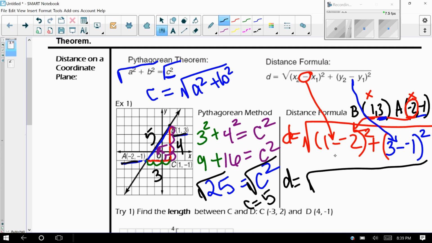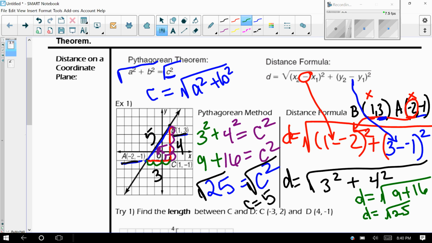The square root of 1 minus a negative is a positive. So 1 plus 2 is 3 squared, plus 3 minus a negative, minus negative is a positive. So 3 plus 1 is 4 squared. Does this look familiar? We just did this over here, 3 squared plus 4 squared, right? So I'm just going to simplify it again. D equals square root. 3 squared is 9, plus 4 squared is 16. 9 plus 16 is 25. So D equals the square root of 25. And now we know the square root of 25 is 5. So my distance is equal to 5.